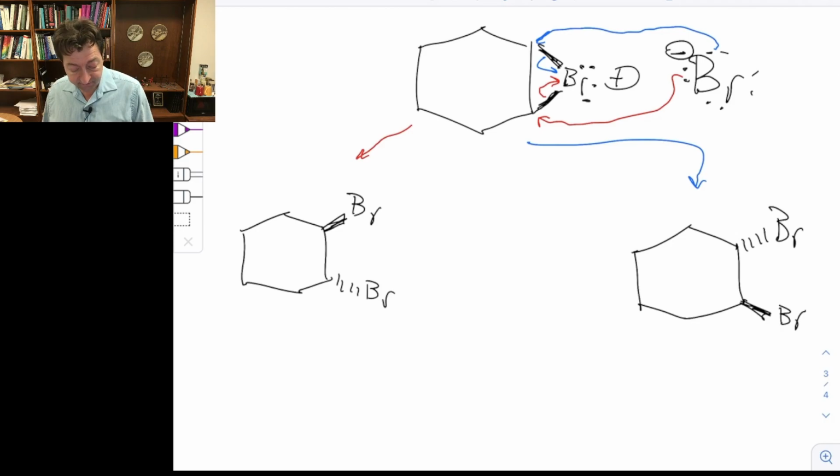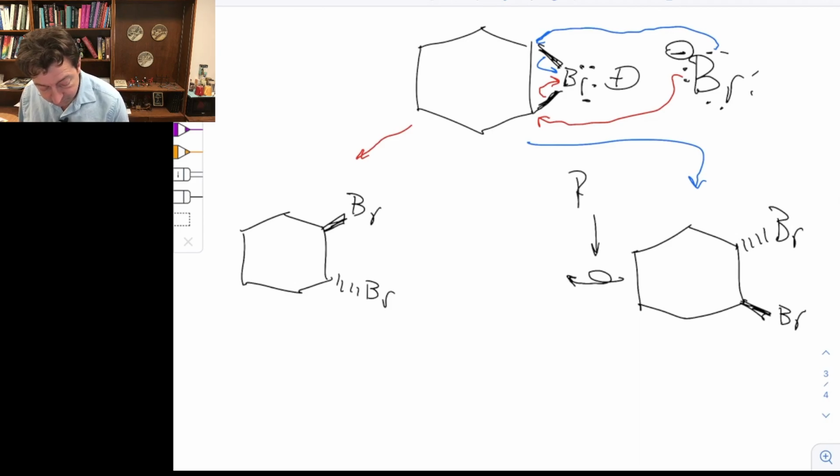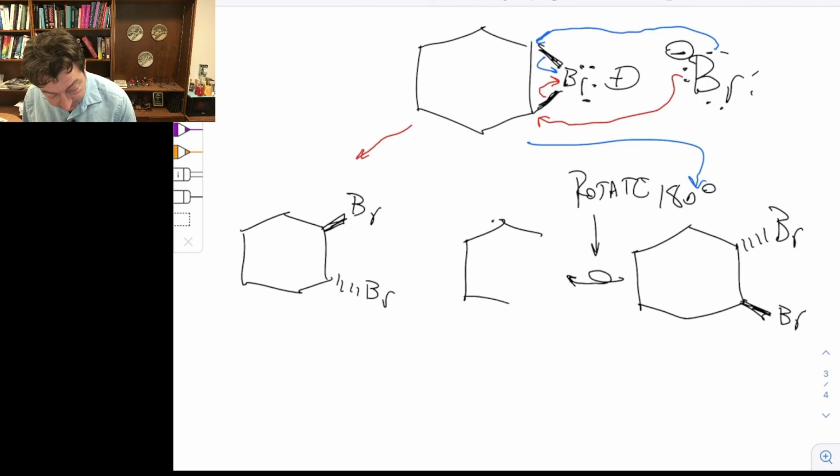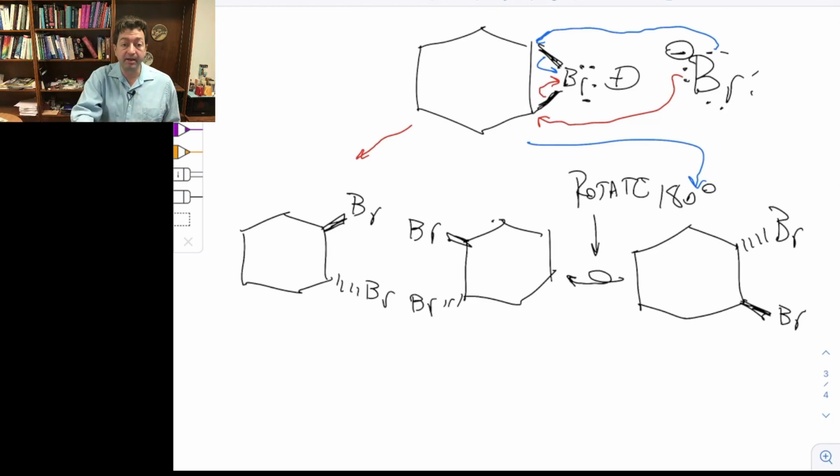And then just to convince you that these molecules are the same, I'm just going to rotate that blue molecule 180 degrees. And if I rotate it 180 degrees, what you can see is that in fact they are enantiomers. Just rotating it on the plane of the paper 180 degrees so that the substituents line up, and you see they're enantiomers with respect to each other.